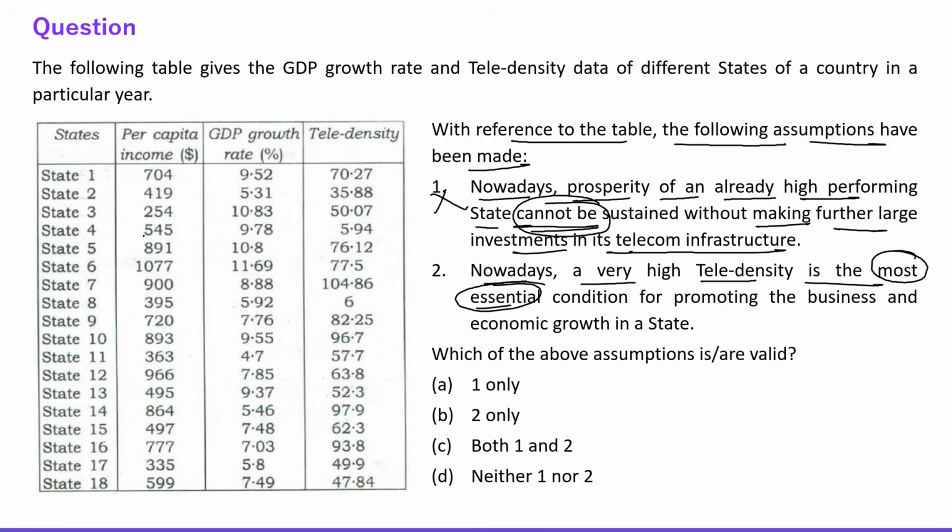For example, we have checked for several states. For example, let's say if we talk about state number 7. This is 900, this is 8.8, and this is 104.86. So if we talk about state number 7, here tele density is more, but GDP growth rate is less. While if we talk about state 5, here GDP growth is more, but tele density is less, right? So this statement is not correct, the most essential.